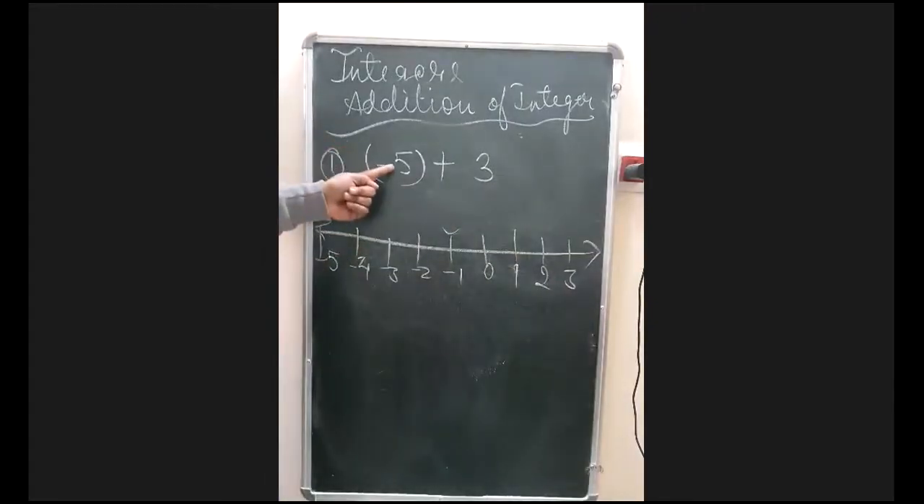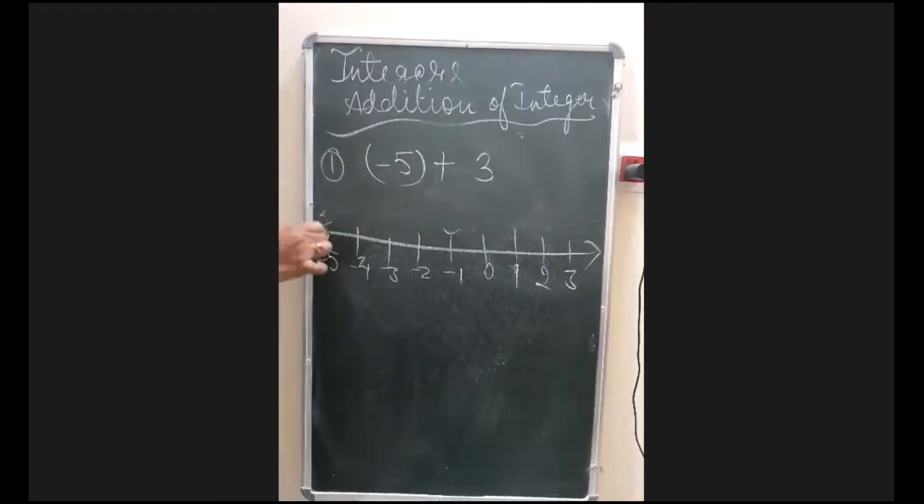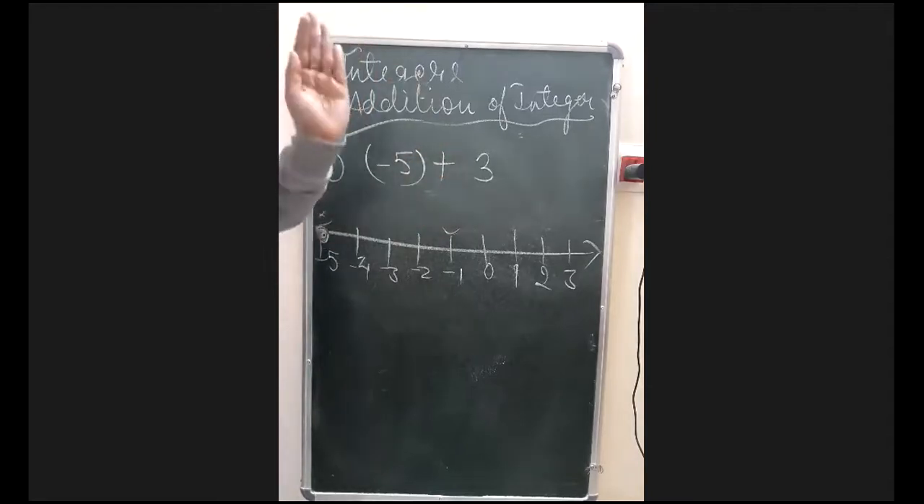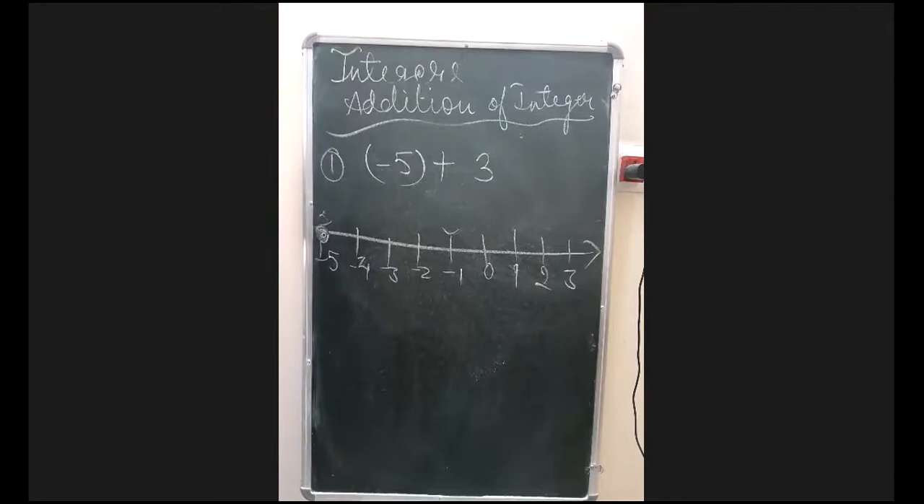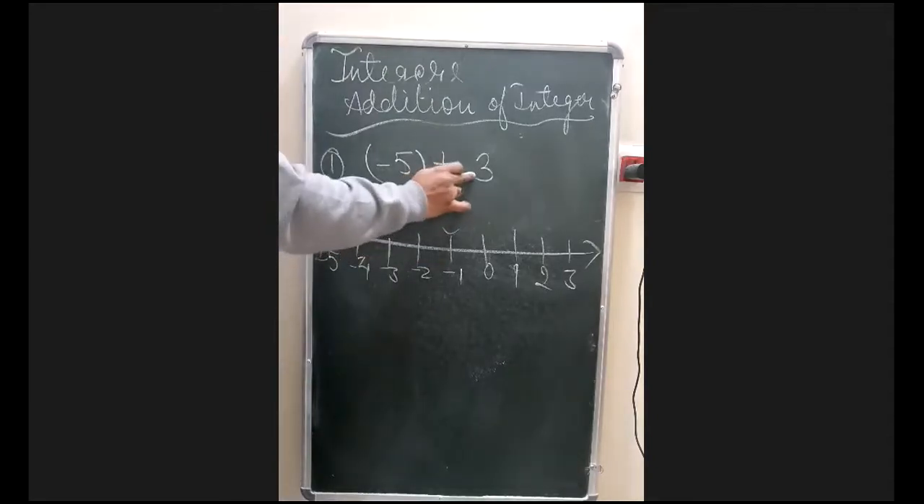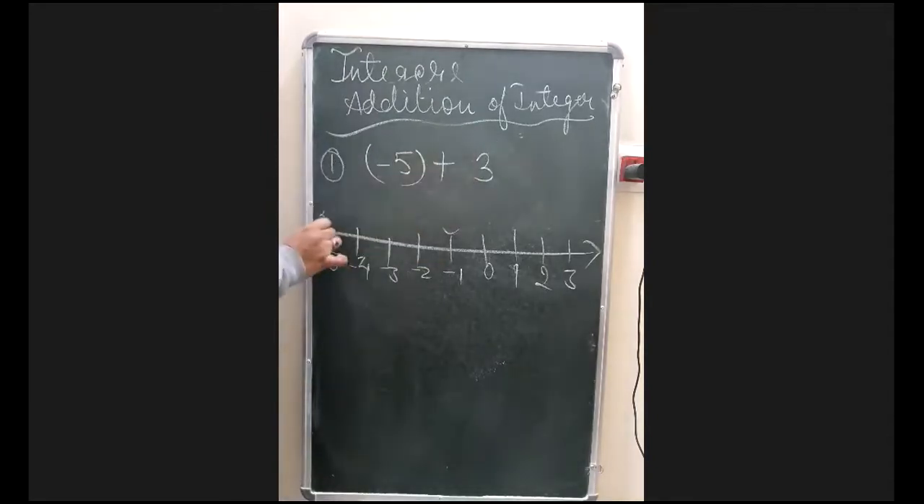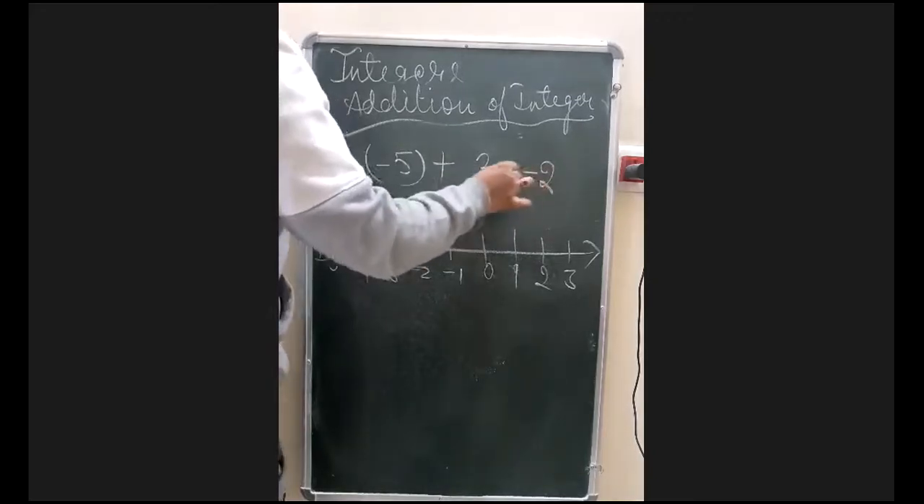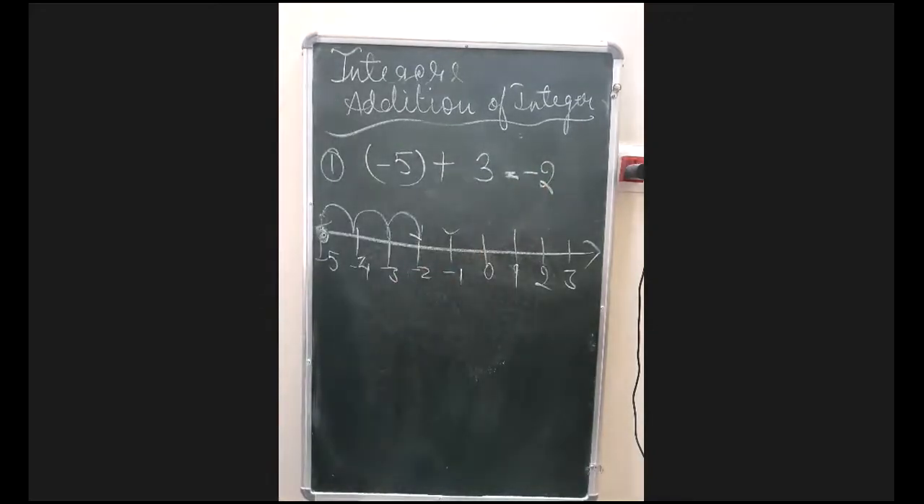Now the question is telling you to start with -5. So first we will be on -5, after that it is plus, it means we have to move in the right direction, and it is written +3. +3 means you have to move 3 units to the right side because there is no negative sign here. So 1, 2 and 3. Here we are reaching -2, so our answer is -2. This is the addition on the number line.